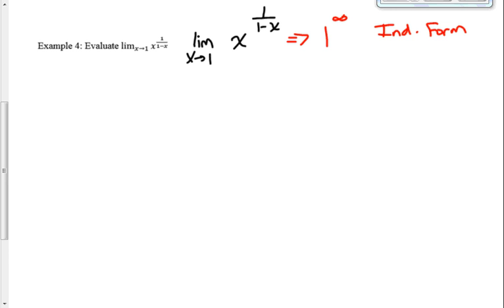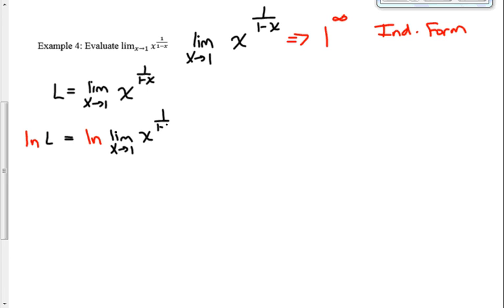So I'm going to start with writing that L is the limit as x approaches 1 of x raised to 1 over 1 minus x. So first I need to write an equation. The next thing that I need to do is take the natural log of each side. So I'm going to take the natural log of each side of my equation. And from here, I'm going to move my natural log on the right side so that it's within my limit. That shouldn't change anything.